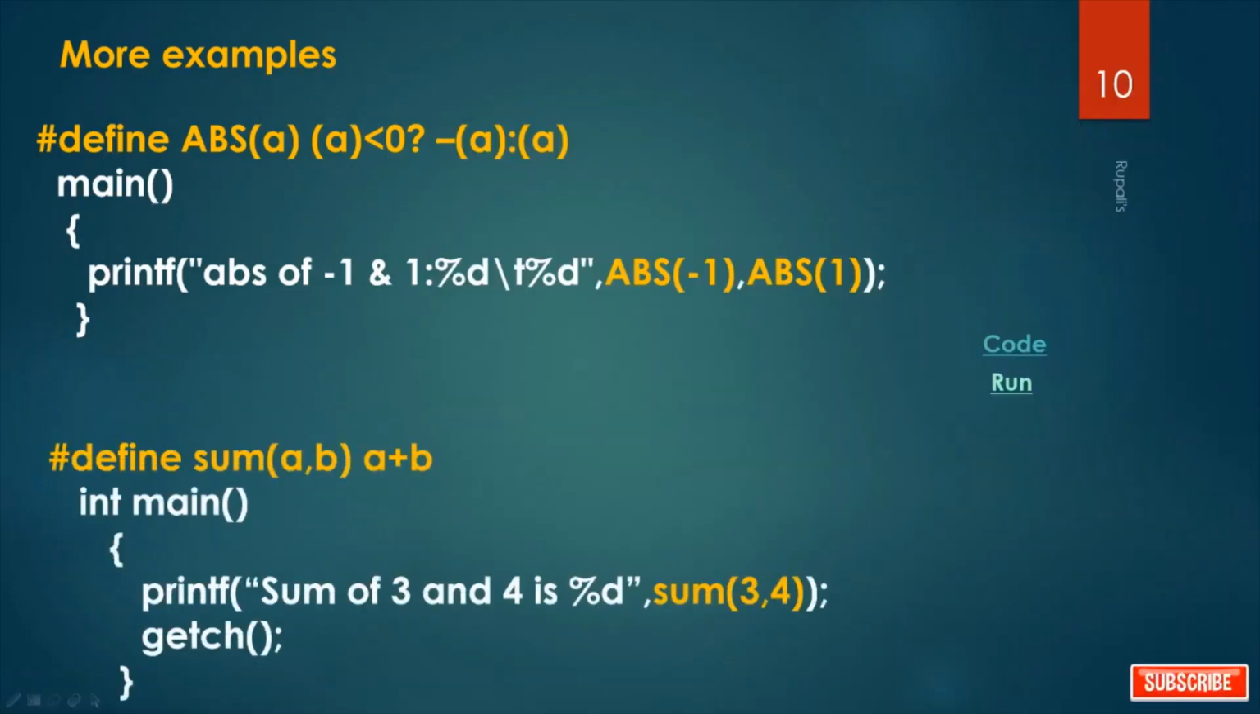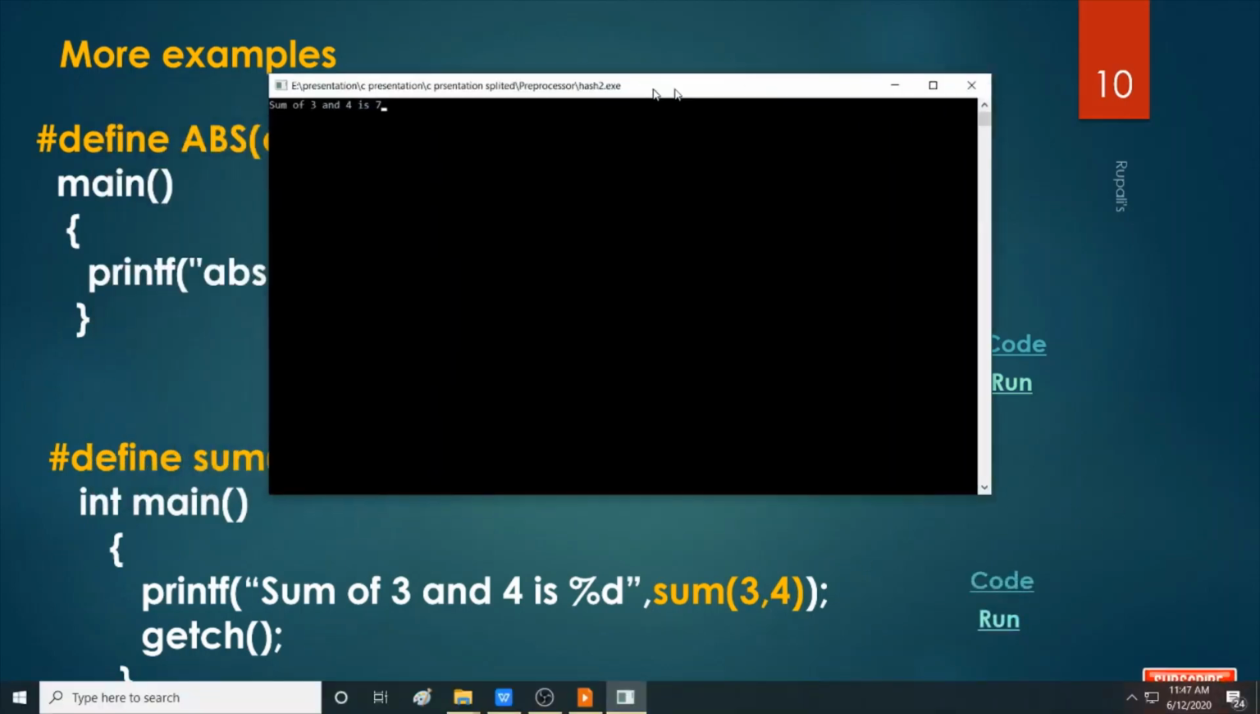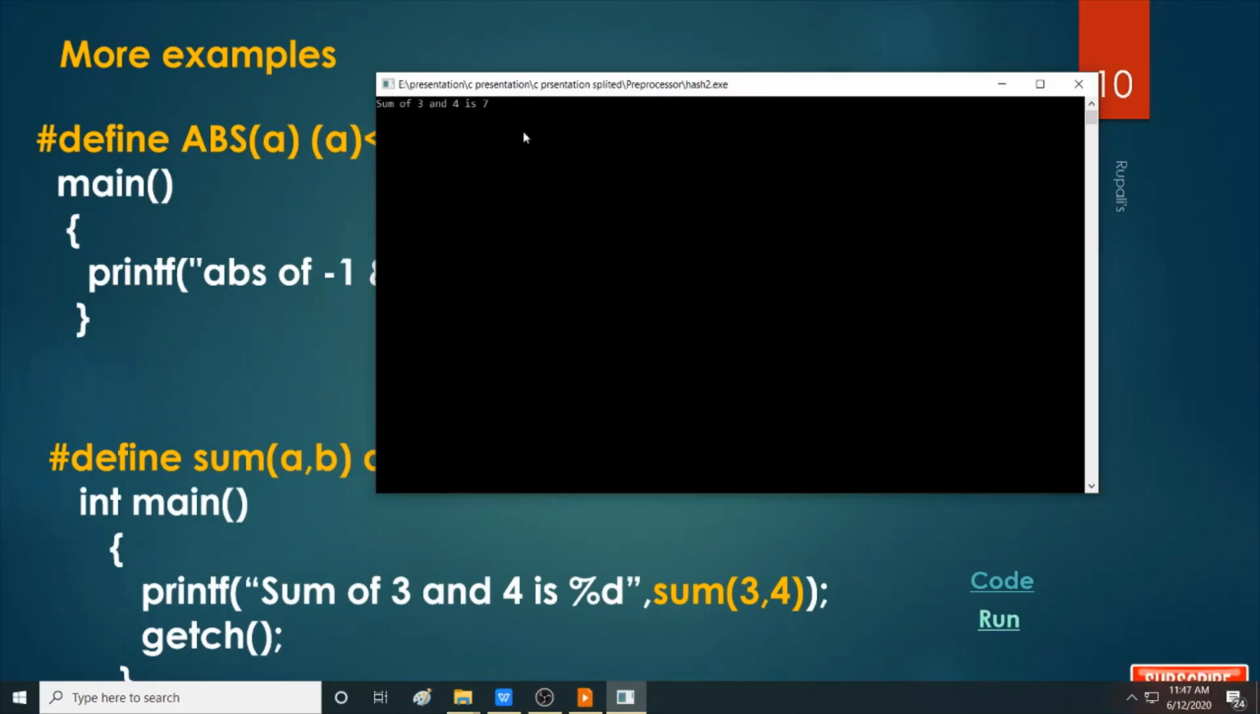Now take another example. Now do it yourself and answer me what is the output of this program. Think for 5 seconds. Yes. So SUM(3, 4) will be replaced by 3 plus 4. So the output will be: sum of 3 and 4 is 7.